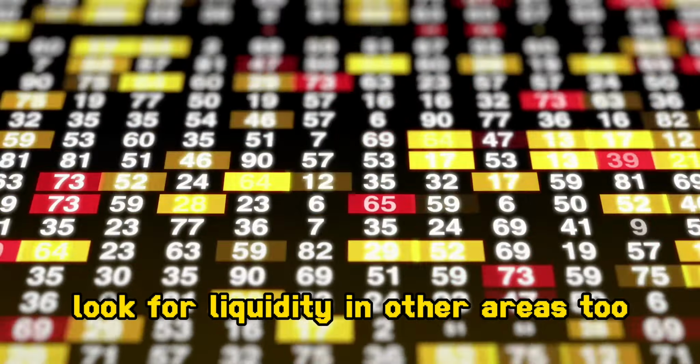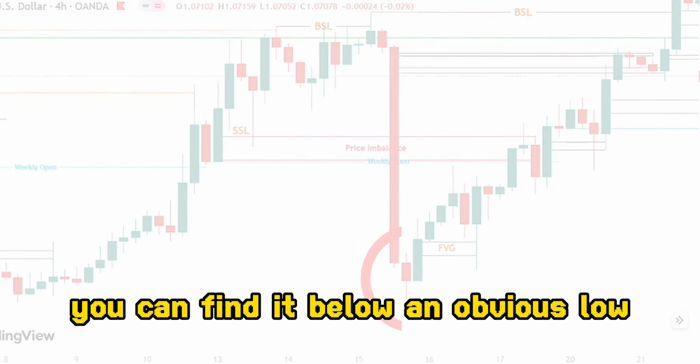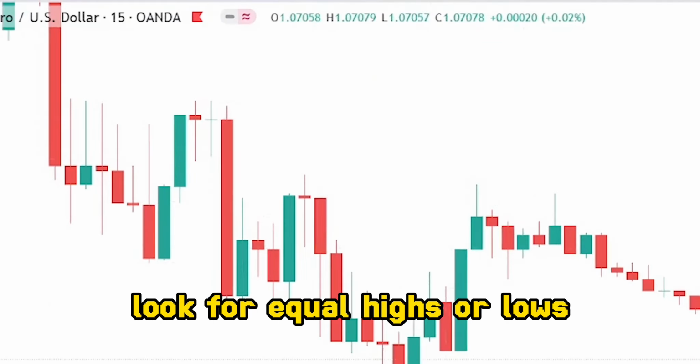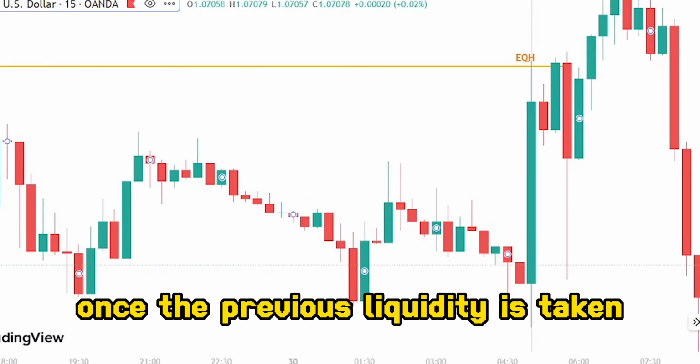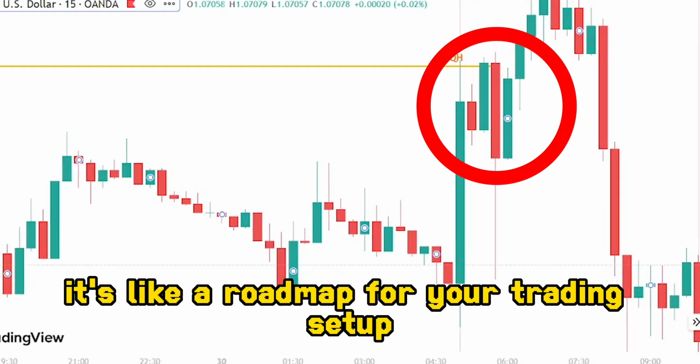Dig deeper. Look for liquidity in other areas too. For sell-side liquidity, you can find it below an obvious low. And for buy-side liquidity, look for equal highs or lows. These levels become targets once the previous liquidity is taken. It's like a roadmap for your trading setup.